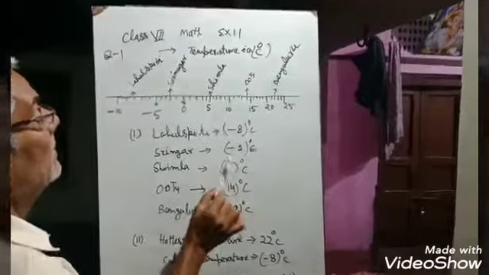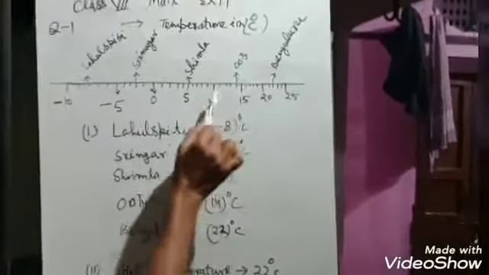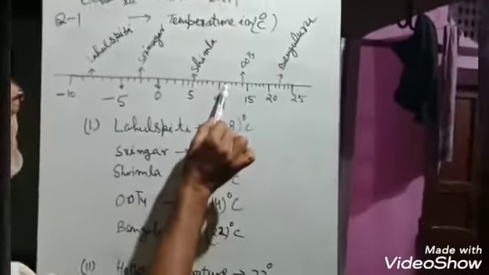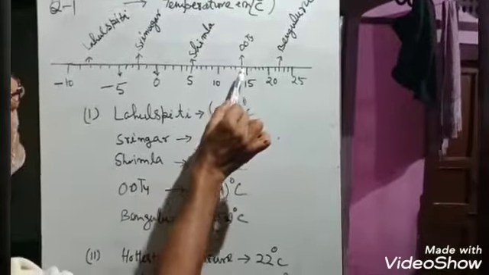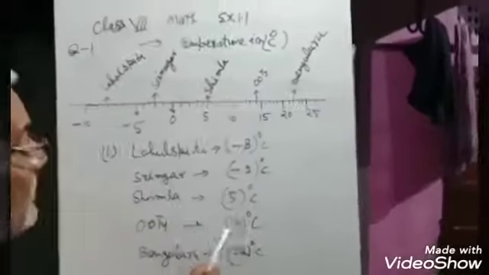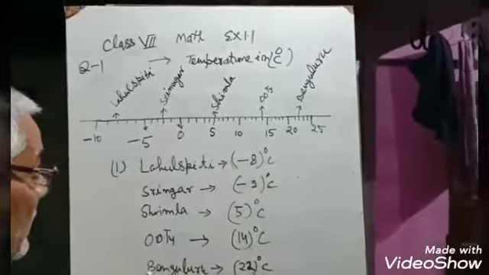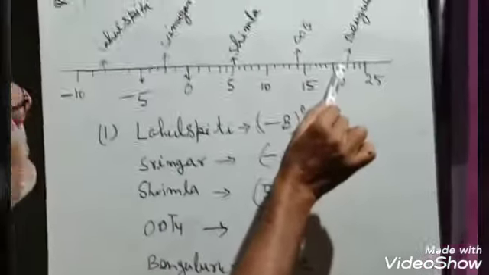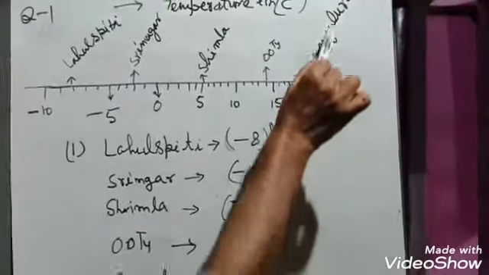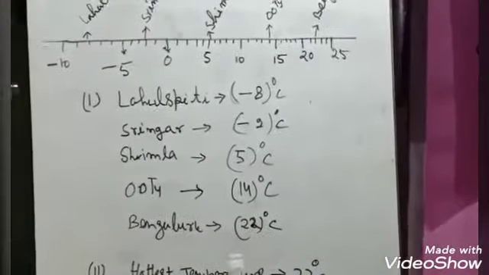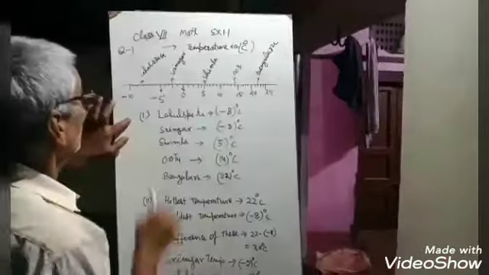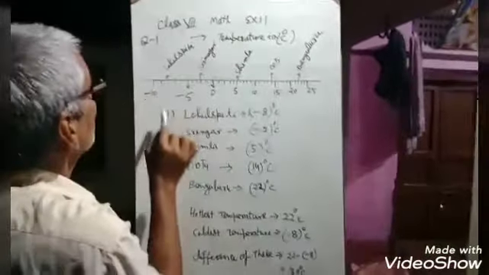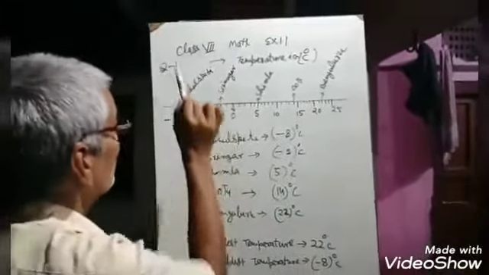This is the plus sign. And Ooty is 10, 11, 12, 13 and 14. Ooty temperature is 14 degrees centigrade. Here Bengaluru is 22 degrees centigrade. Here 20, here 21 and 22. This marks Bengaluru. So the temperature is 22 degrees centigrade. This is the sub class 1 of this question 1.